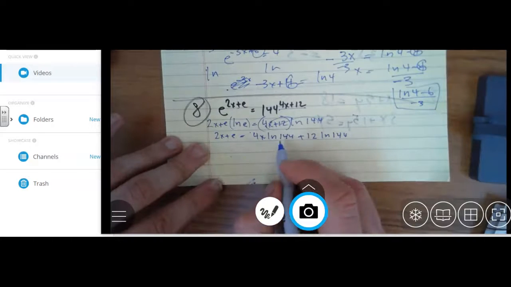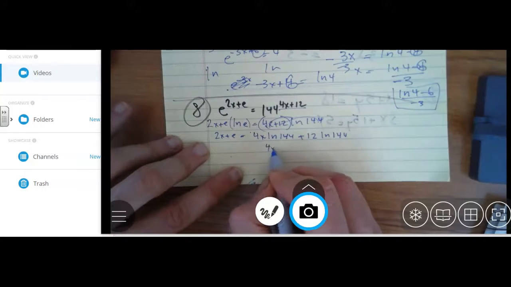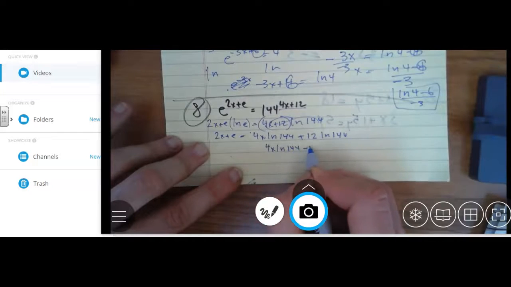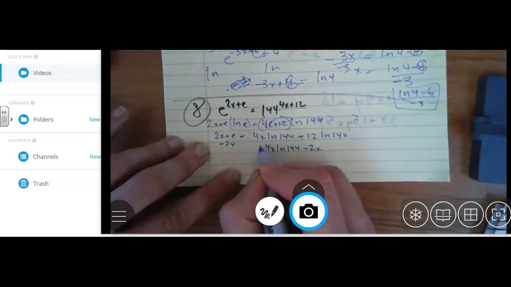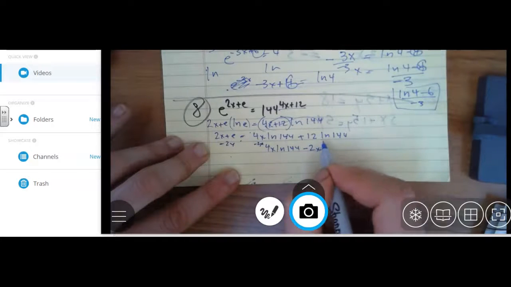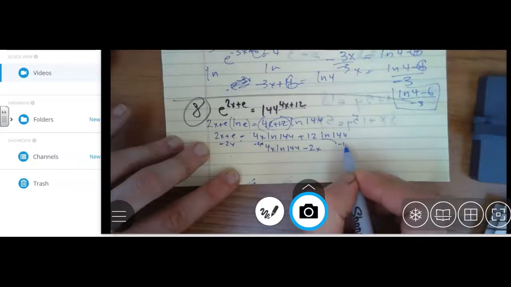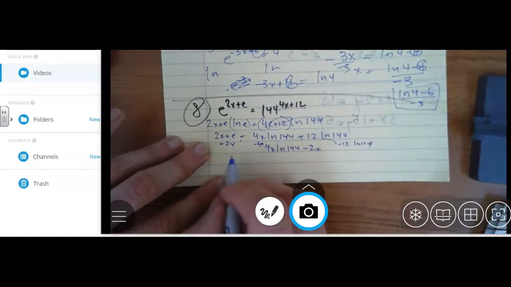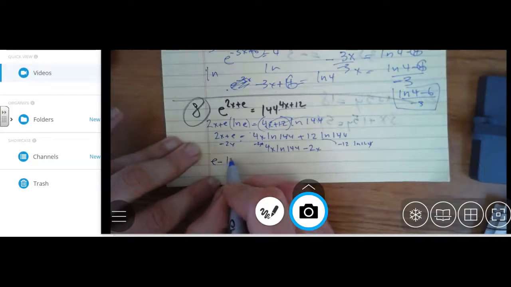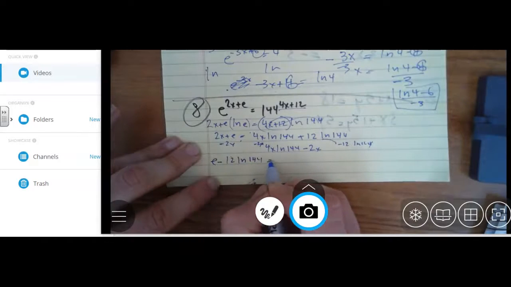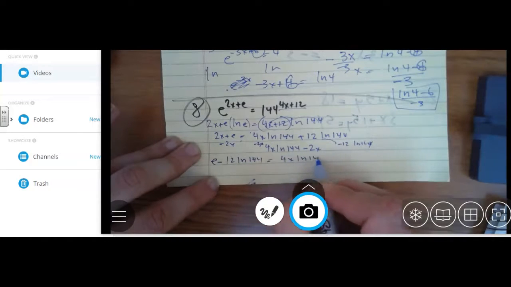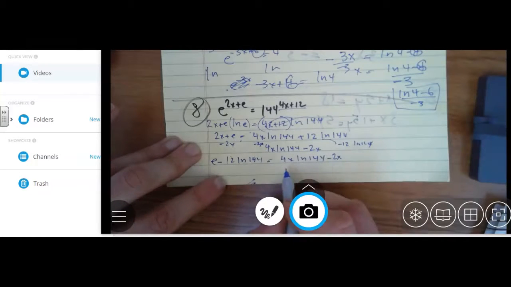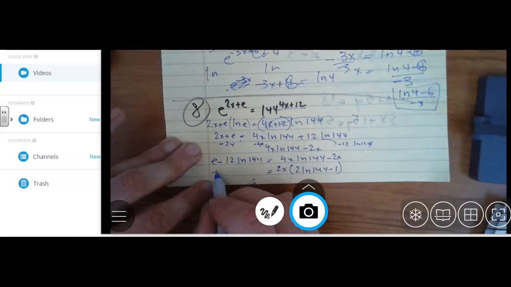That's the key part right there, because you have to distribute both terms. You want to get these x terms by themselves. So I'm going to get 4x ln 144 minus 2x; I subtract 2x from both sides. Then I bring this over and subtract 12 ln 144. So it's going to be e minus 12 ln 144 is equal to 4x ln 144 minus 2x. We'll have to take out a common factor here of 2x. I'm going to get 2x times 2 ln 144 minus 1 equal to e minus 12 ln 144.